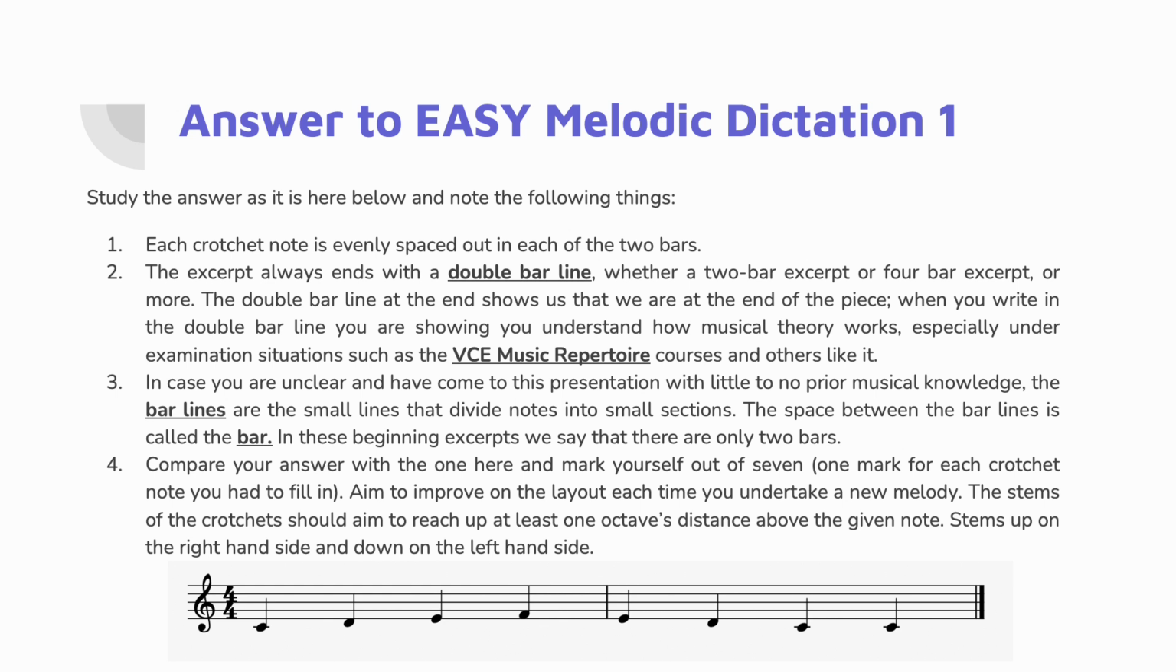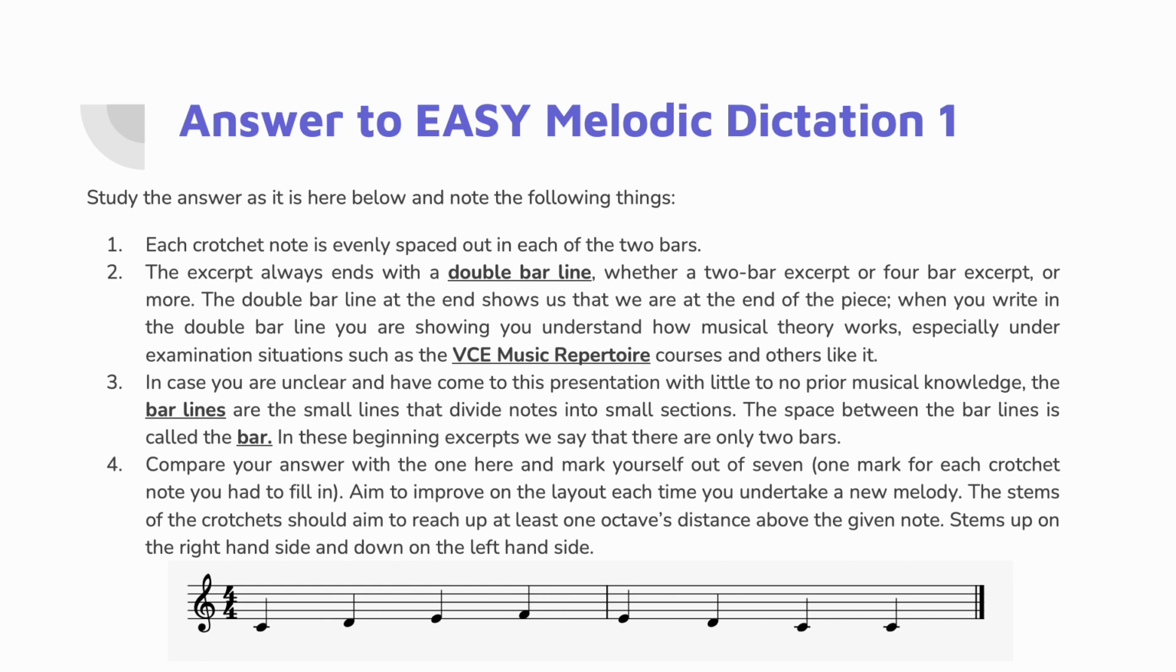When you write in the double bar line, you are showing you understand how musical theory works, especially under examination situations such as the VCE music repertoire courses and others like it. Number 3, in case you are unclear and have come to this presentation with little to no prior musical knowledge, the bar lines are the small lines that divide notes into small sections. The space between the bar lines is called the bar. In these beginning excerpts, we say that there are only 2 bars.